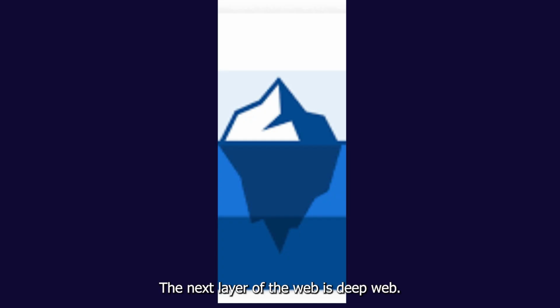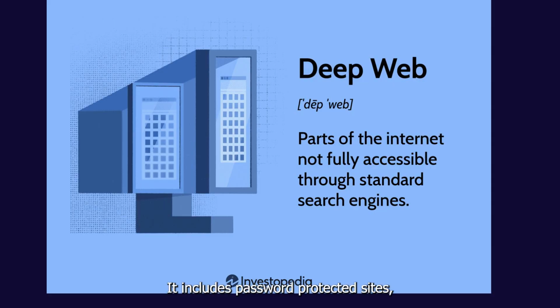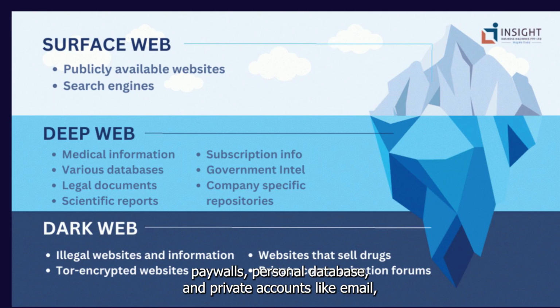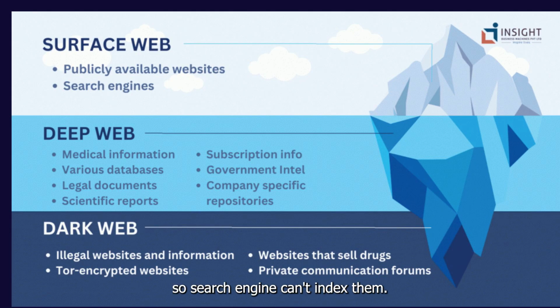The next layer of the web is the deep web. This isn't the dark, scary part. It's just the hidden part. It includes password protected sites, paywalls, personal databases and private accounts like email, social media profiles, online banking and even scientific databases. These aren't meant to be public, so search engines can't index them.